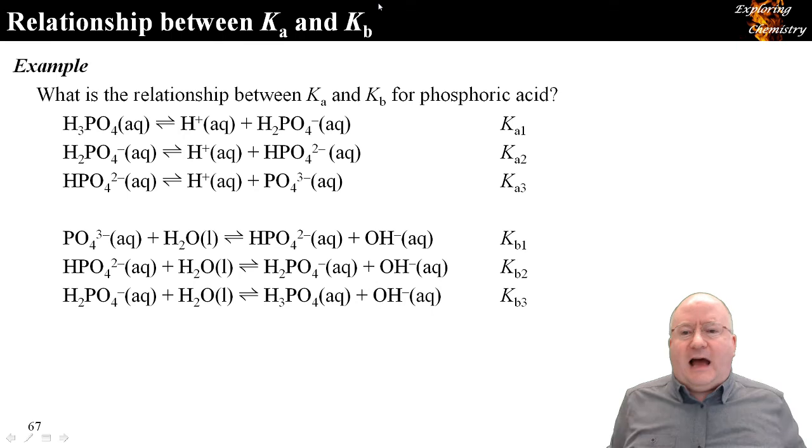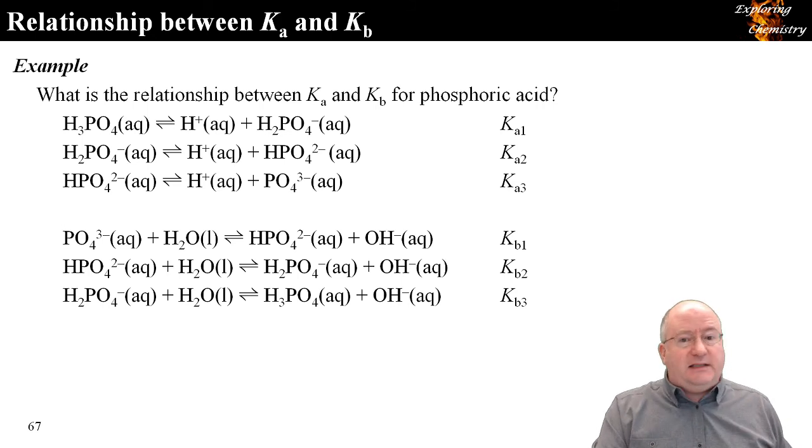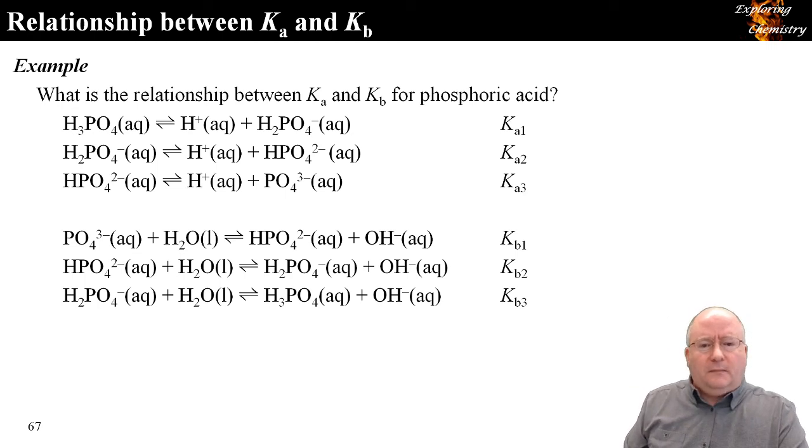Now I want to apply that to a polyprotic acid. Presented here are the acidic and basic reactions involving all of the possible ions. I need to figure out what times what equals Kw. So one of the Ka ones and one of the Kb ones multiplied together will give you Kw. What is that relationship? Can anyone see it there? Which Ka times which Kb has everything canceling out to give you Kw?